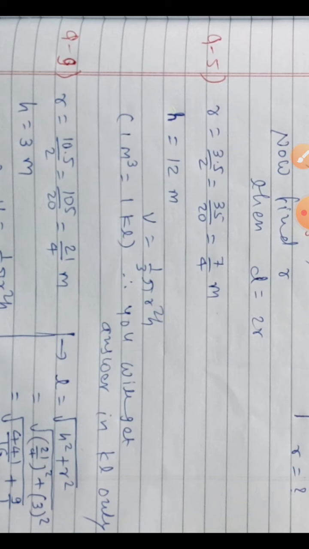S equal to 12. So V is equal to 1 by 3 pi R square S. You will use this formula and you will have the volume in meter cube. But in the next step, write kiloliter in place of meter cube, because meter cube and kiloliter are equal units. So nothing to do. Don't divide by 1000. Just replace meter cube by kiloliter in the next step. So this sum is very simple.